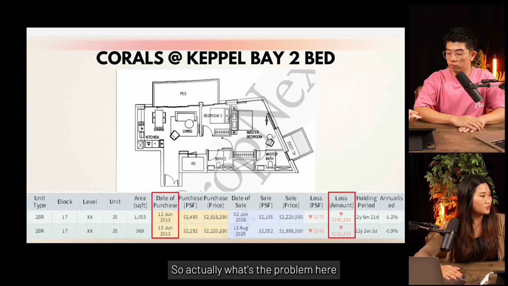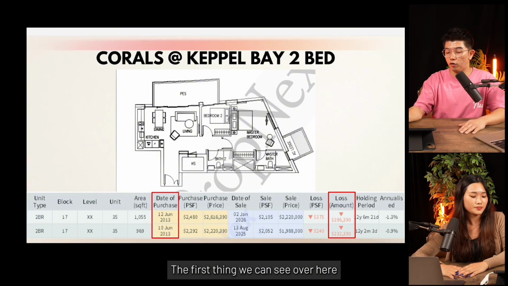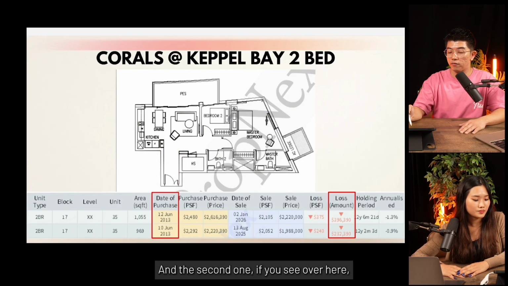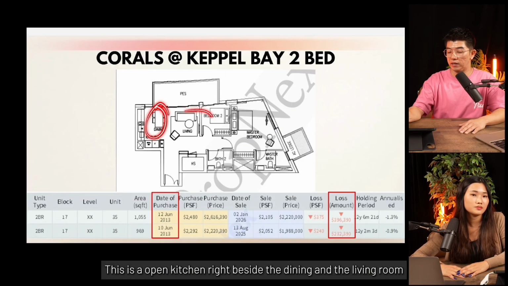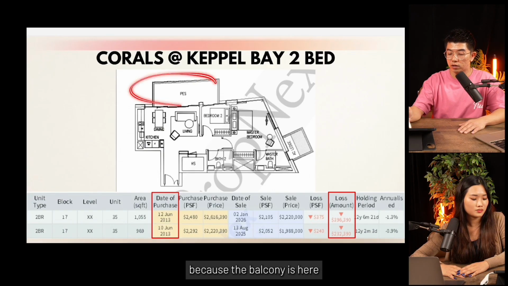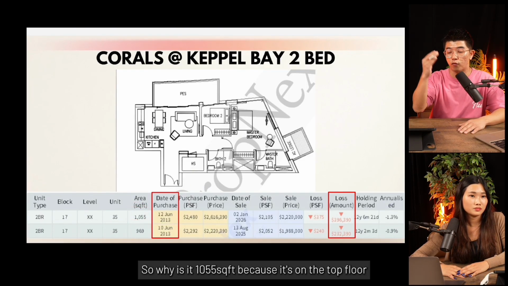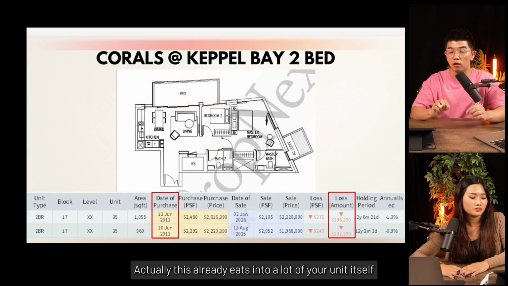So what's the problem here? If we look at just this layout, the first thing we can see over here is quite a wasted amount of space. And the second one, this is an open kitchen right beside the dining and the living room, which you cannot even enclose, or rather it's very hard to enclose because the balcony is here. So if we see, this size is 1055 and 969. Why is it 1055? Because it's on the top floor, they have another additional volume.